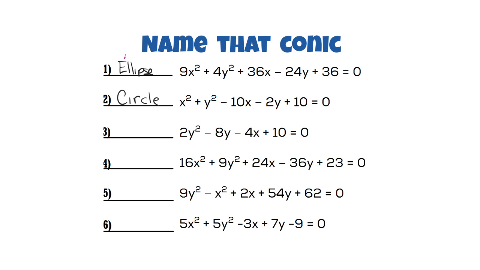All right, let's look at number 3. I just do a quick scan. Do you notice there's only a y squared here? There is no x squared. Guarantee that's going to be a parabola. Only one squared term. All right, now take a moment, go ahead and pause this video and you do the next 3 on your own. Come back when you've got it.